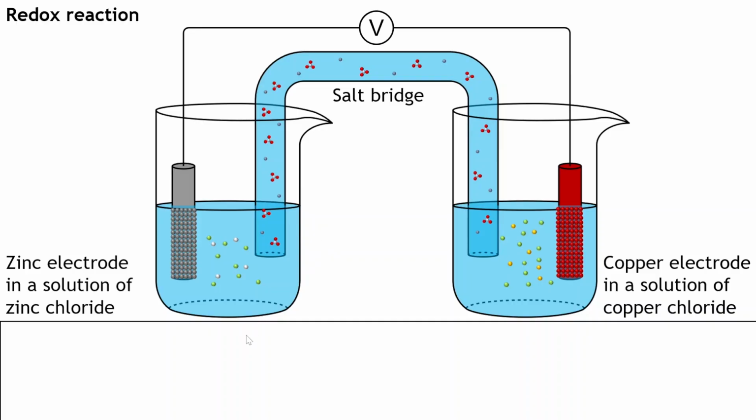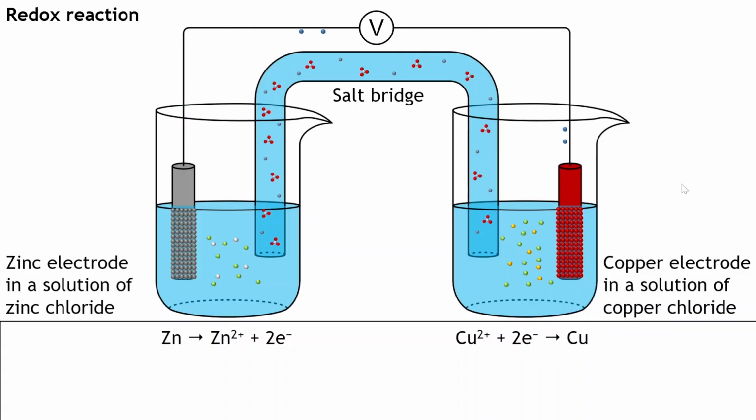In this example, zinc atoms will be oxidized to zinc 2+ ions, producing 2 electrons each. These electrons travel through the wire to the right side, where the copper ions gain 2 electrons each, reducing the copper ions to copper atoms. The reducing agent zinc and the oxidizing agent copper ions react separately. The transfer of electrons thus produces an electrical current.